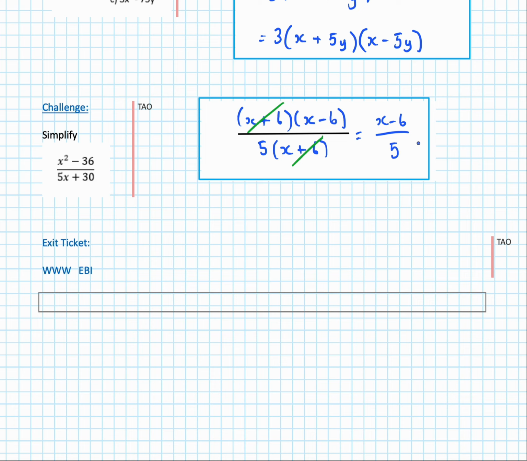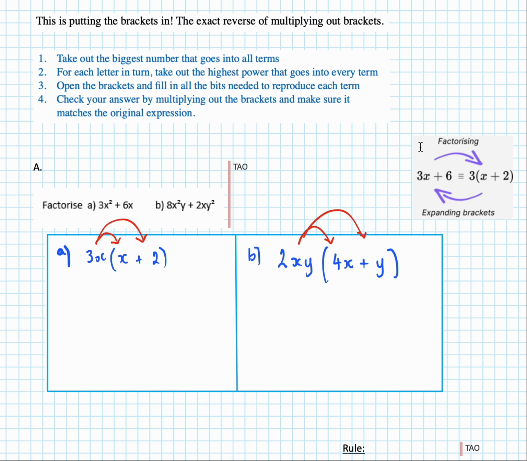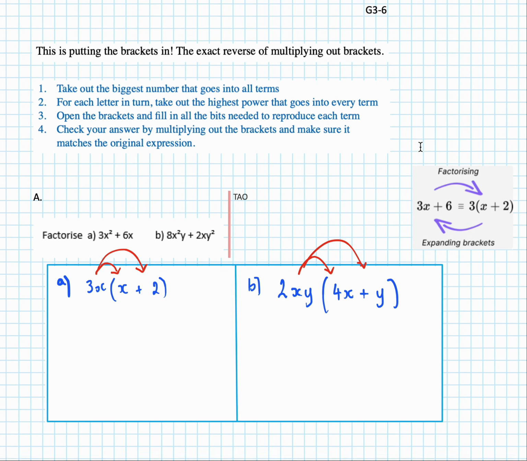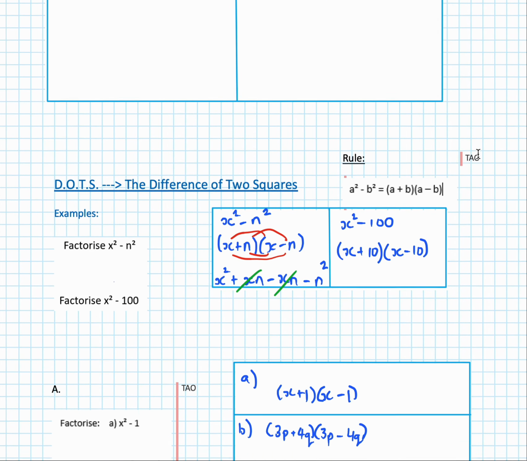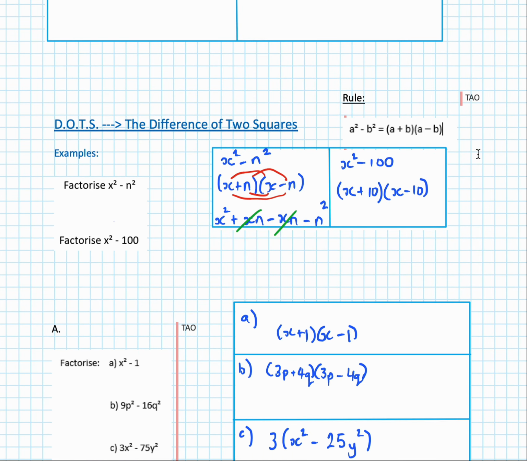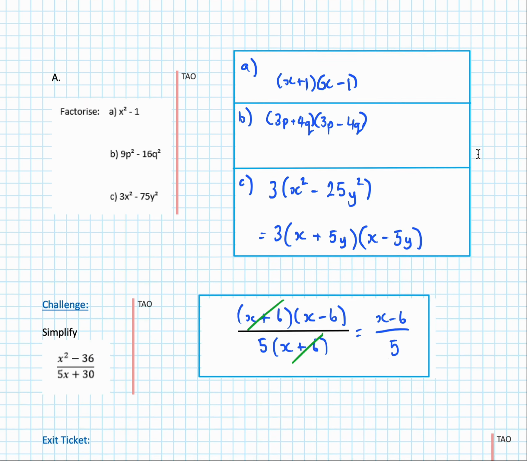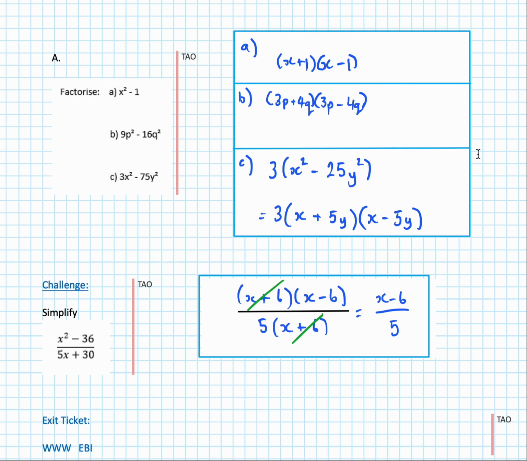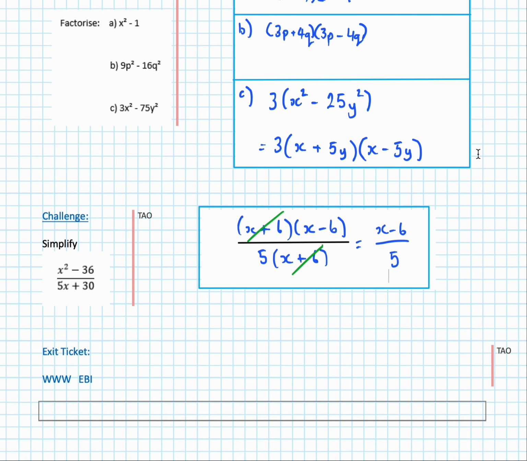And that was factorizing from fairly basic stuff with the rules set out to the difference of two squares, which is important just to recognize in lower secondary, and a few extra harder questions there with a few tricks. And that's factorizing in algebra.